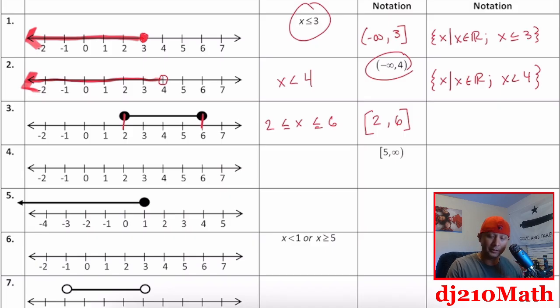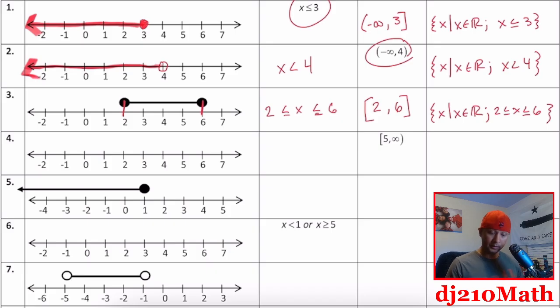For the set notation, curly bracket always. And we're dealing with x's. We know that it's a real number. Right? X is a member of the real number line. And the inequality that's involved, whatever we wrote as the inequality, that's what we write here. Right? X is in between 2 and 6 inclusively, meaning it could be 2 and it could also be 6. All right, number 4.